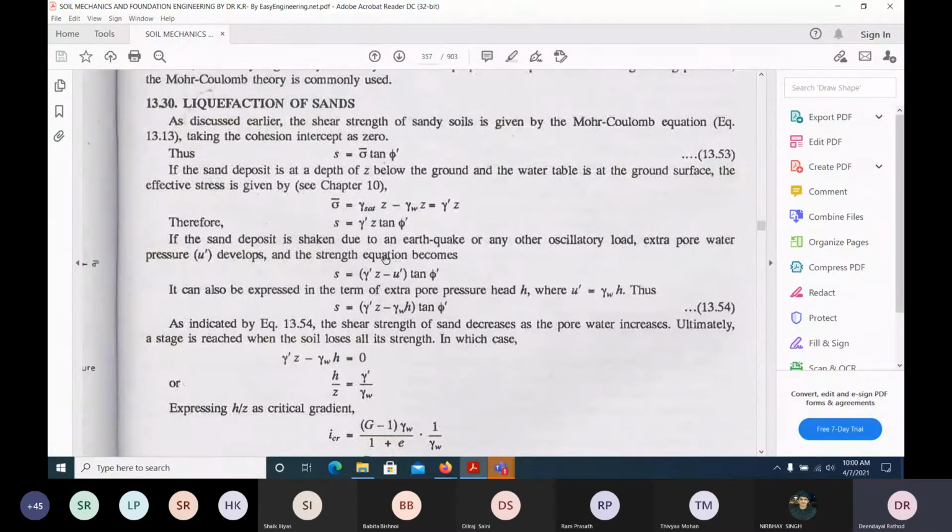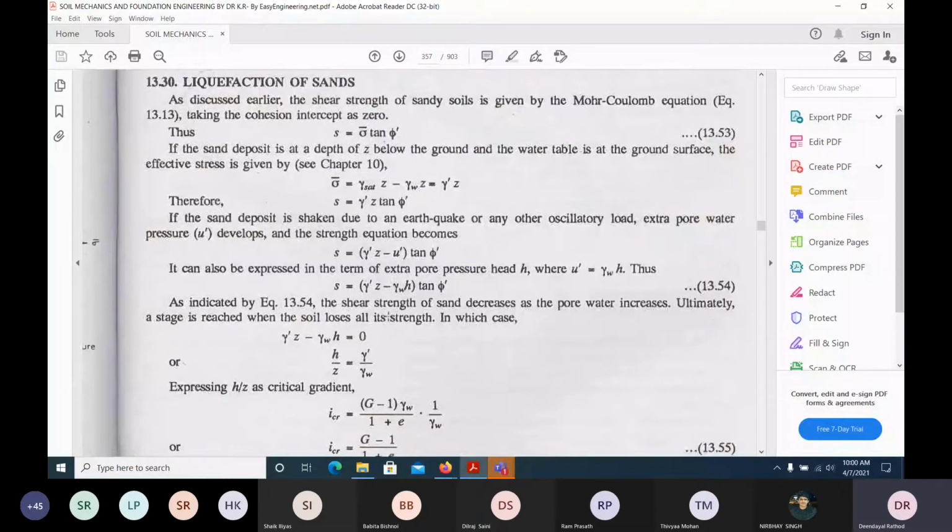So already we know that, or you can take this as a total stress. Sigma is the total stress and mu is the pore water pressure. So for the whole effective stress, if this mu becomes gamma into Z, then this whole equation becomes 0. Then the shear strength loses its strength. The soil loses its strength. So what we are doing here is, by this equation, making this S become 0: gamma dash Z minus gamma W H is equal to 0.